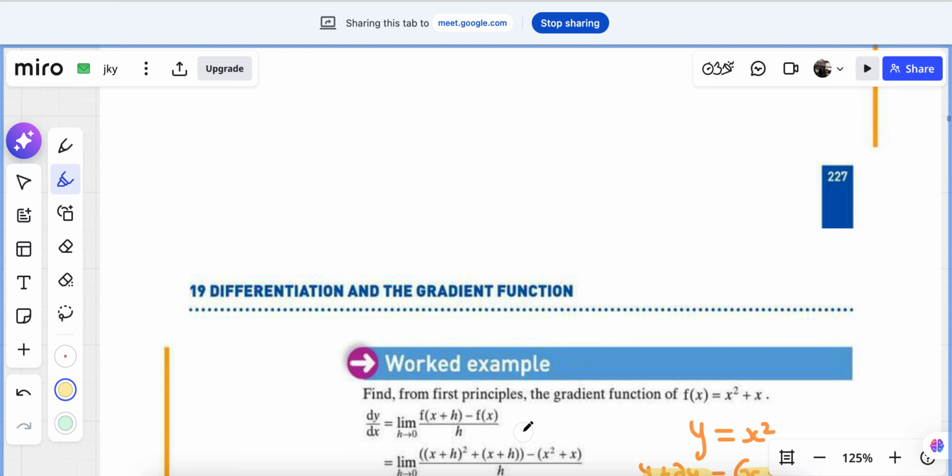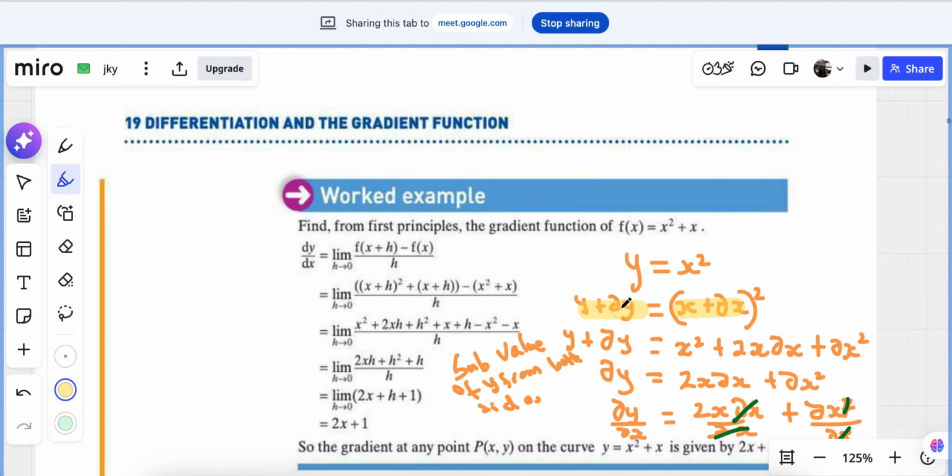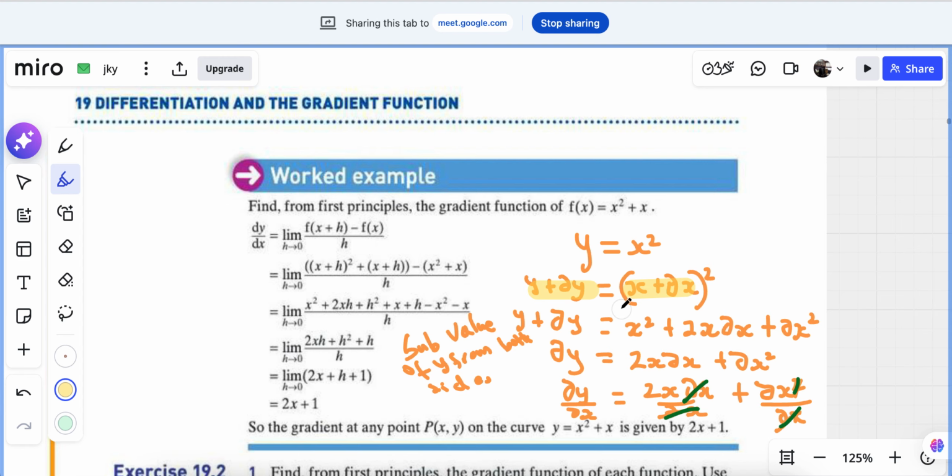This one is standing properly as a d, right? Because that one is the real differentiation. This one is just a small increment. This d in this way is a small increment. So you say y plus dy equals x plus dx.